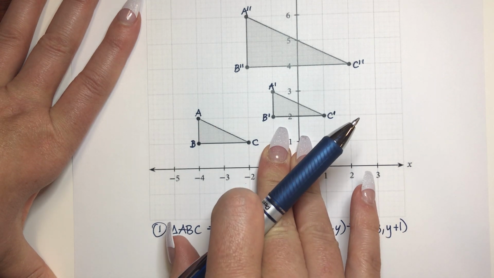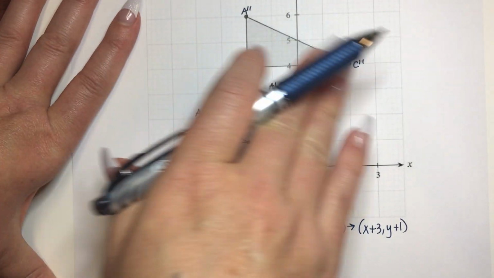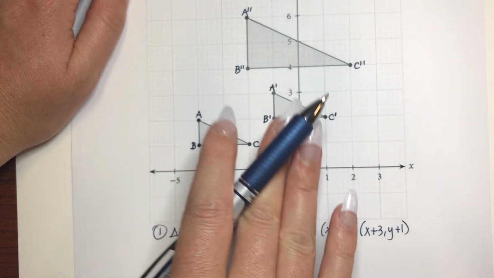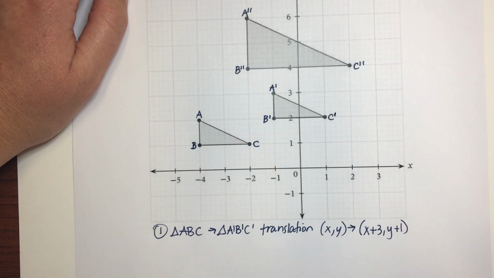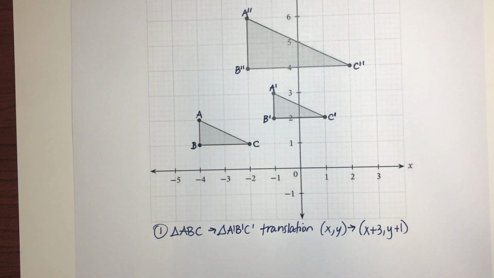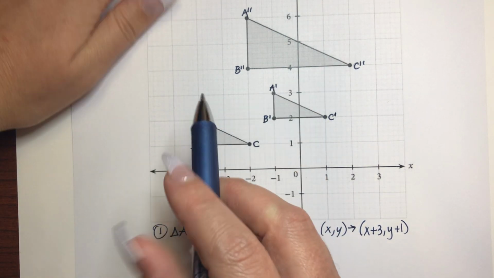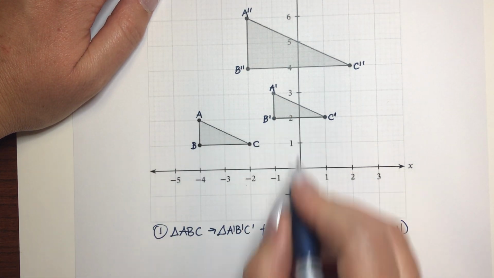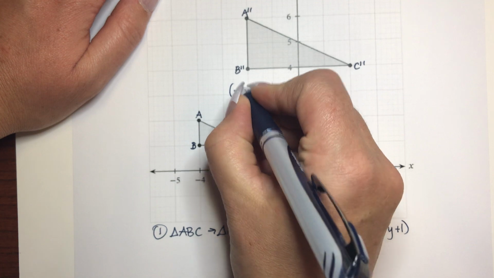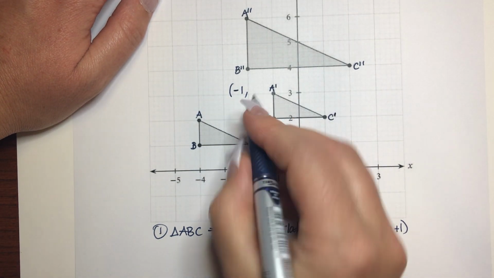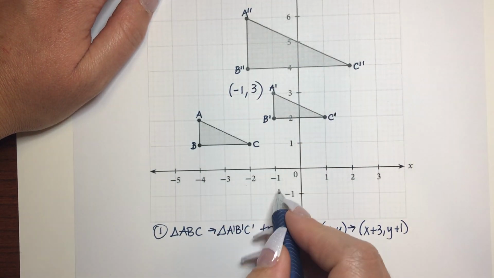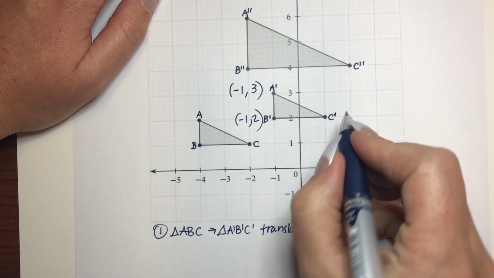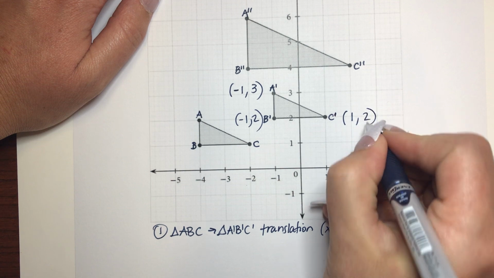Now let's talk about from A prime, B prime, C prime to A double prime, B double prime, C double prime. What's going on? What do you think? To me, it's very clear that this is getting bigger, right? And the only one where something gets bigger is a dilation. So let's go ahead and look at these coordinates. Let's label them. A prime is -1, 3. B prime is -1, 2. C prime is 1, 2.